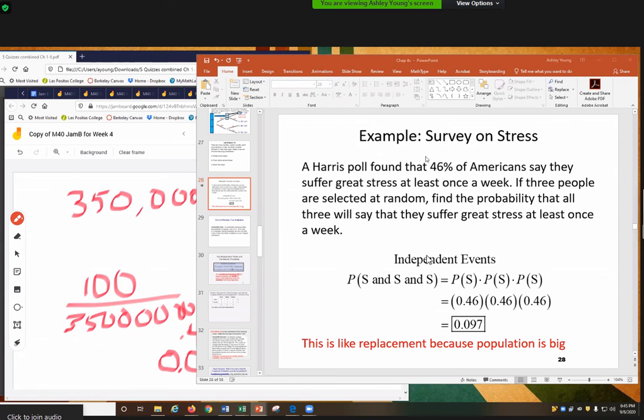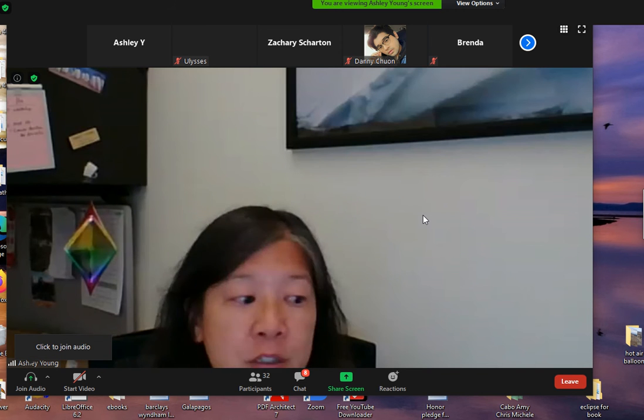So I grab Sky. What's the probability that Sky suffers great stress at least once a week? It's not a trick question. 46%, exactly. Then I grab Guru. What's the probability that Guru suffers great stress at least once a week? 46%, exactly. And then I grab David. What's the probability that David suffers great stress at least once a week? 46%.